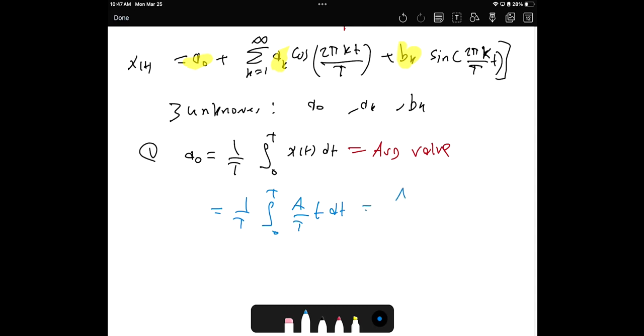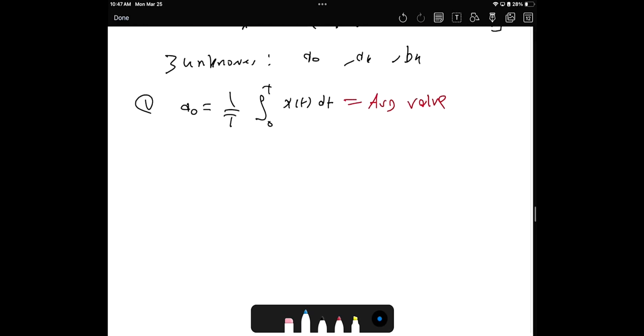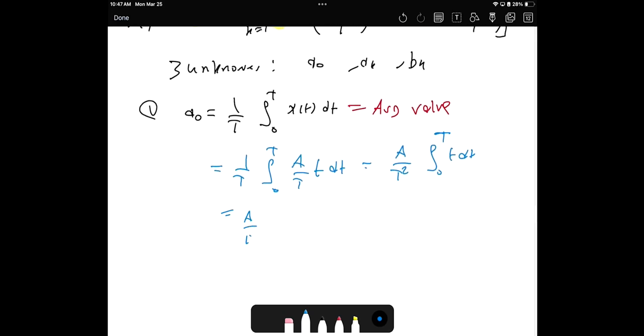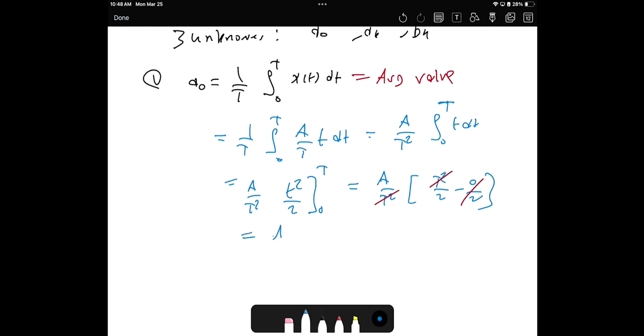So it will be A over T squared, the integral from 0 to T, t dt. What's the integral of t? It will be A over T squared, substituted from 0 to T, which is t squared over 2. A over T squared times T squared over 2 minus 0 over 2. Then the T squared will cancel, so the answer will be A over 2. So as a result, a naught will be A over 2. So the first unknown is done. Okay?